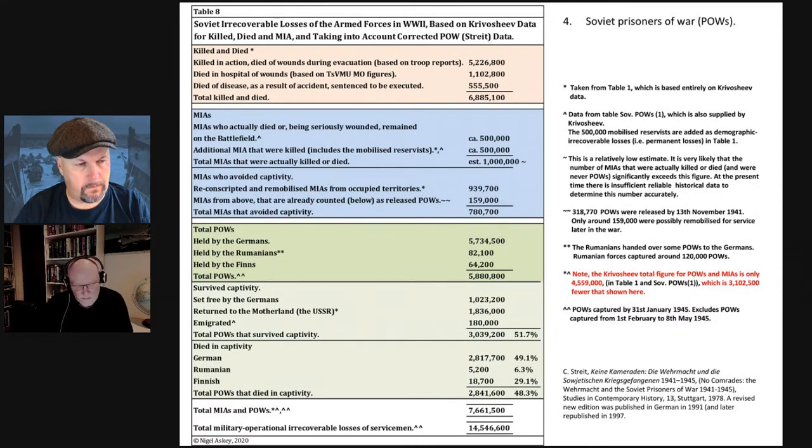The Red Army, when you're talking about the Red Army in 1941 in particular, you've got to realize that they were mobilizing millions of men, and a lot of the men weren't even registered. They didn't even have dog tags.